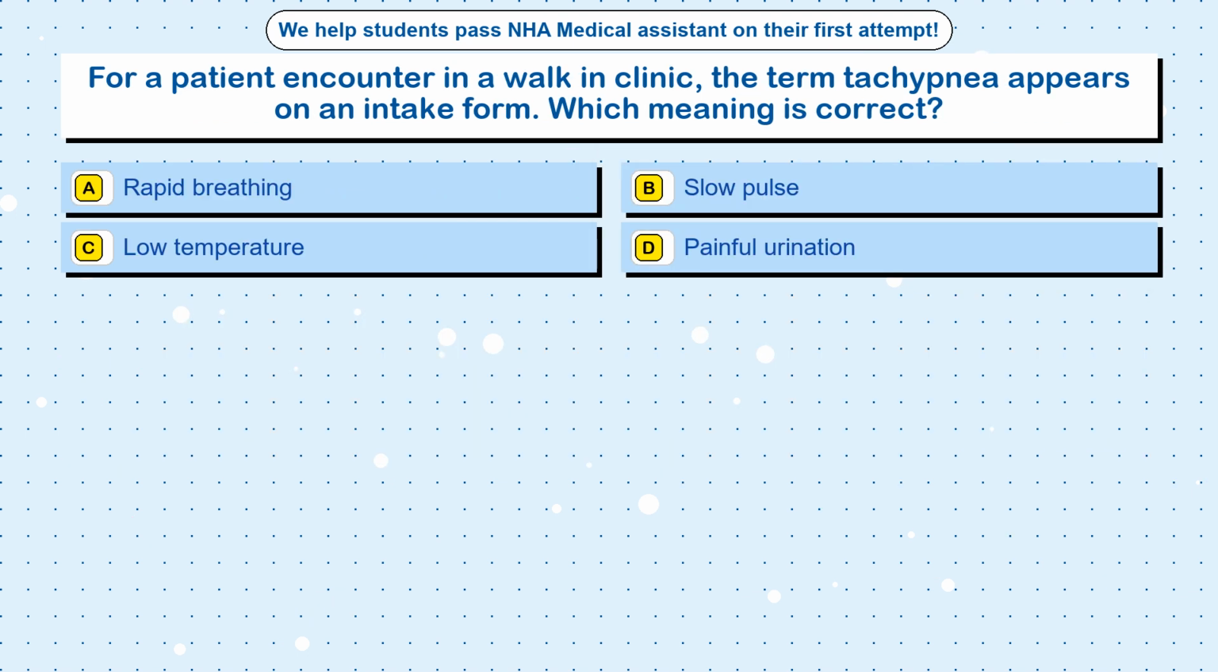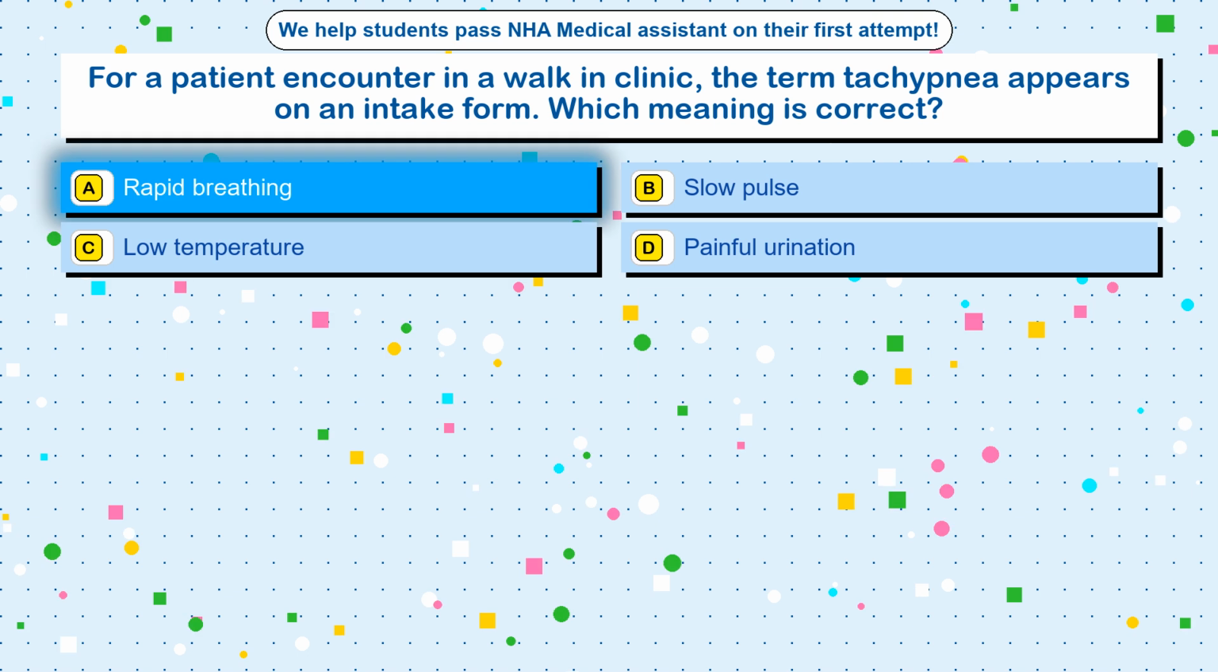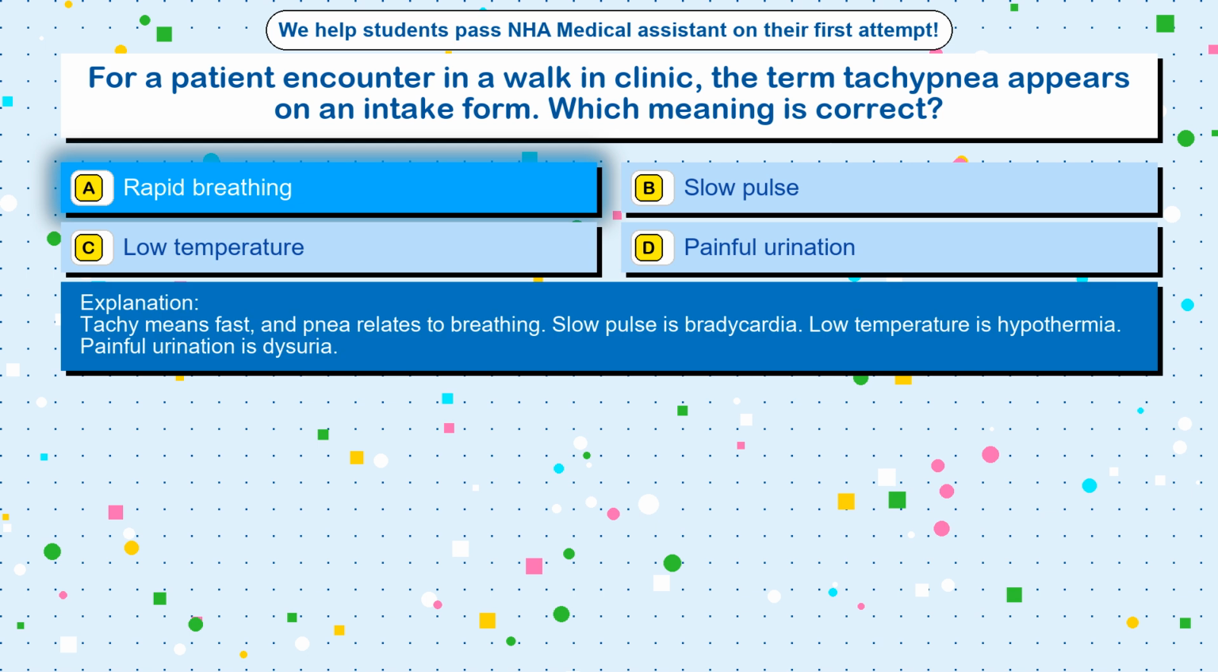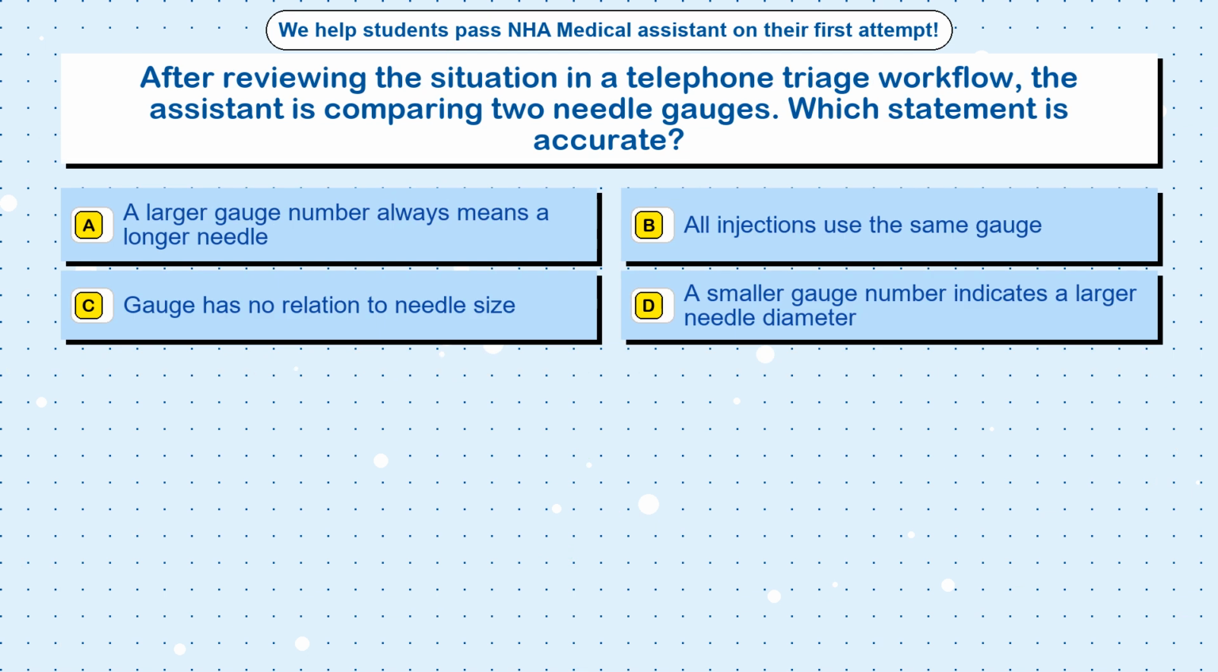Question 85. For a patient encounter in a walk-in clinic, the term tachypnea appears on an intake form. Which meaning is correct? Option A, rapid breathing. Option B, slow pulse. Option C, low temperature. Option D, painful urination. The correct answer is option A, rapid breathing. Tachy means fast, and nea relates to breathing. Slow pulse is bradycardia. Low temperature is hypothermia. Painful urination is dysuria.